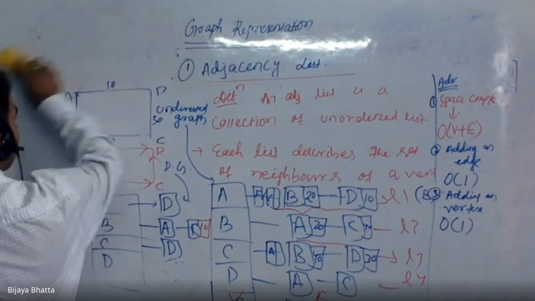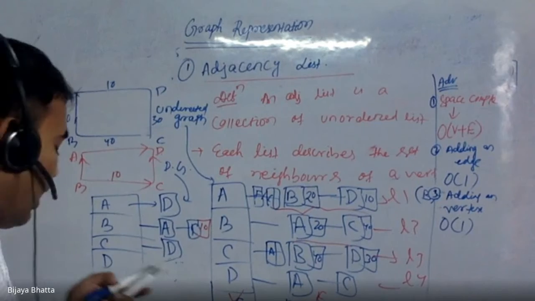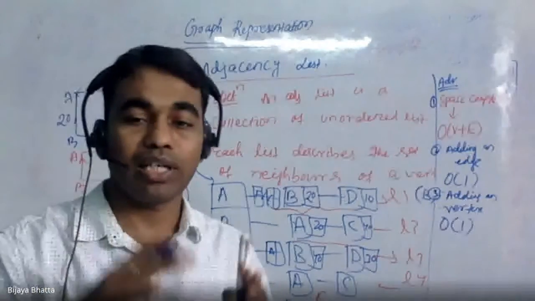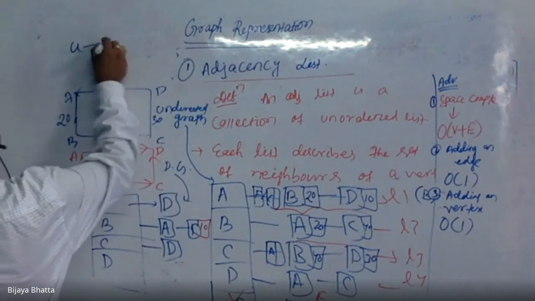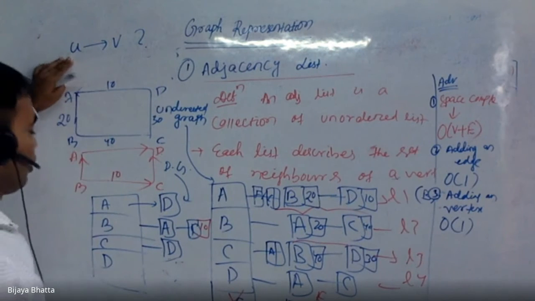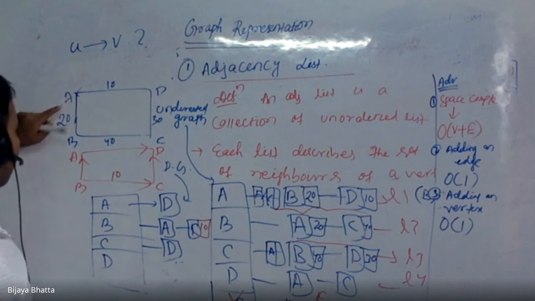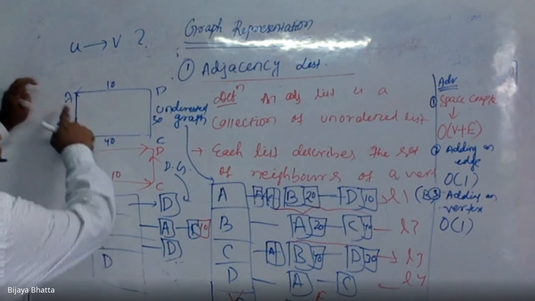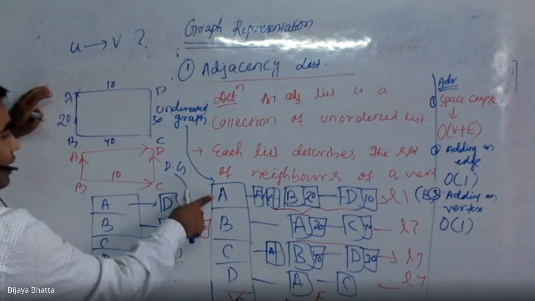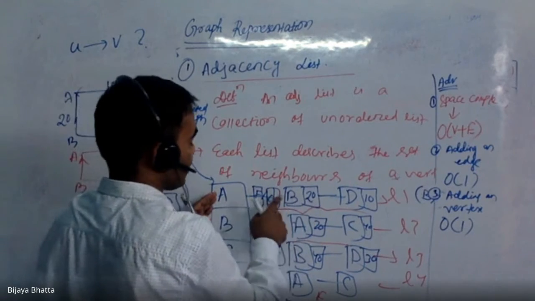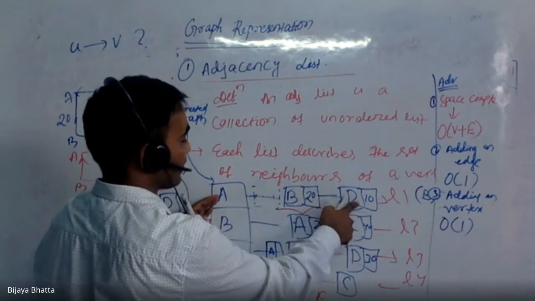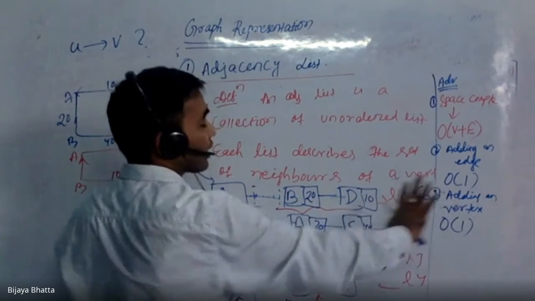But here, if I ask whether there exists an edge from vertex u to v, then what do you need to do? You need to go to the u vertex. Suppose I ask whether there exists an edge from a to c. Because you don't have the graph now, you have the list. So you will go to the a vertex and see whether c exists. You will find that no. That means you need to scan all the vertices in the list.